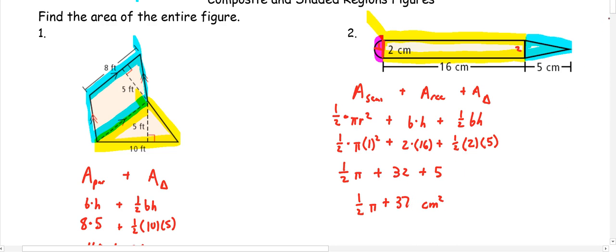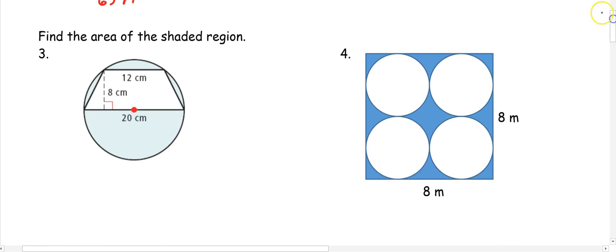If I wanted an approximate answer, I can put this all in the calculator to add together. So 1/2 pi plus 37 would get us 38.57 centimeters squared. Now, in the next two problems, we want to find the area of the shaded region, which means the area that's not shaded needs to be subtracted out instead of added.